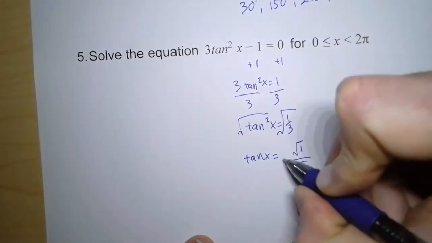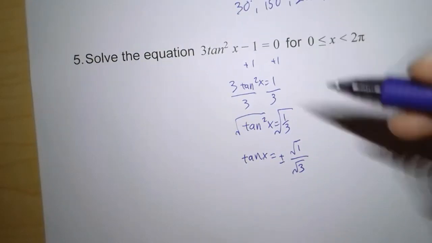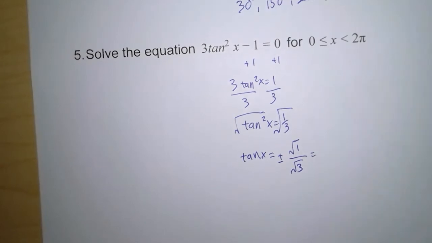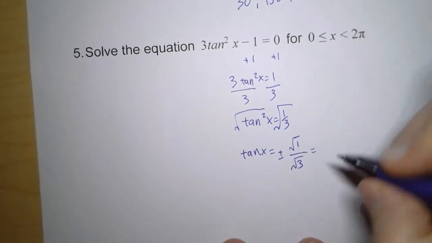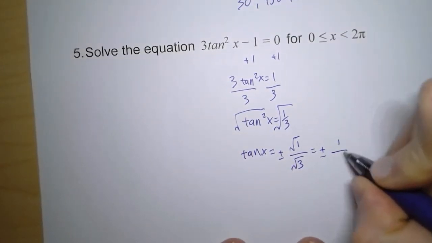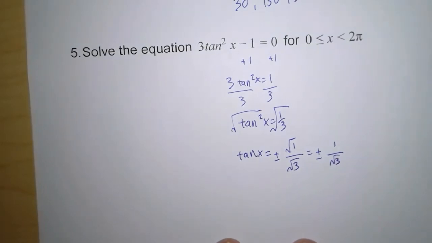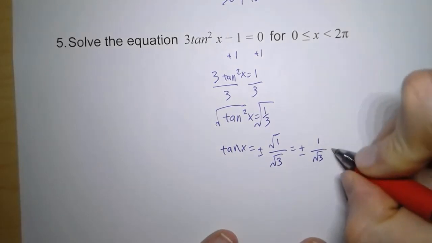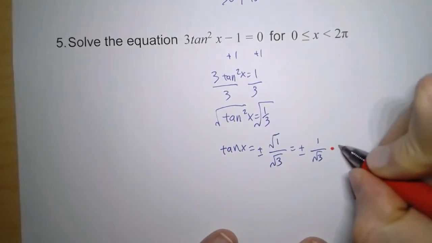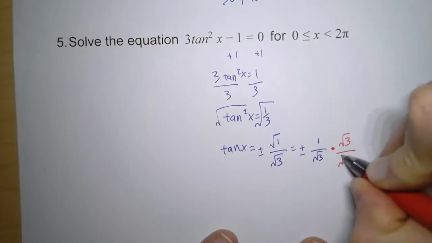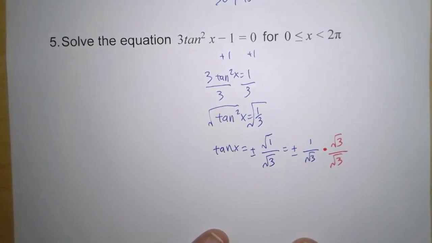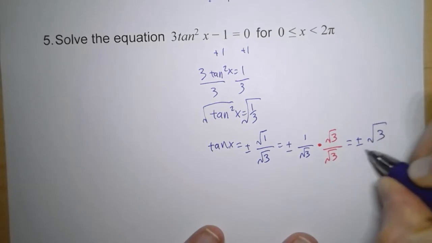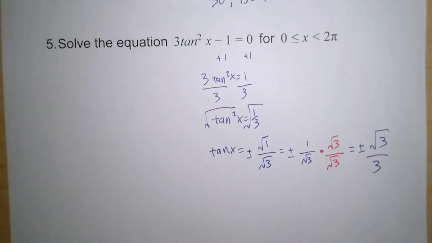So we break this up, but the thing to remember is that when we take square roots, we have to have a positive or a negative. So this is going to equal plus or minus 1 over radical 3. Now oftentimes your teacher may want you to rationalize. So to rationalize this, we multiply by square root of 3 all over square root of 3. So we get plus or minus square root of 3 all over 3.